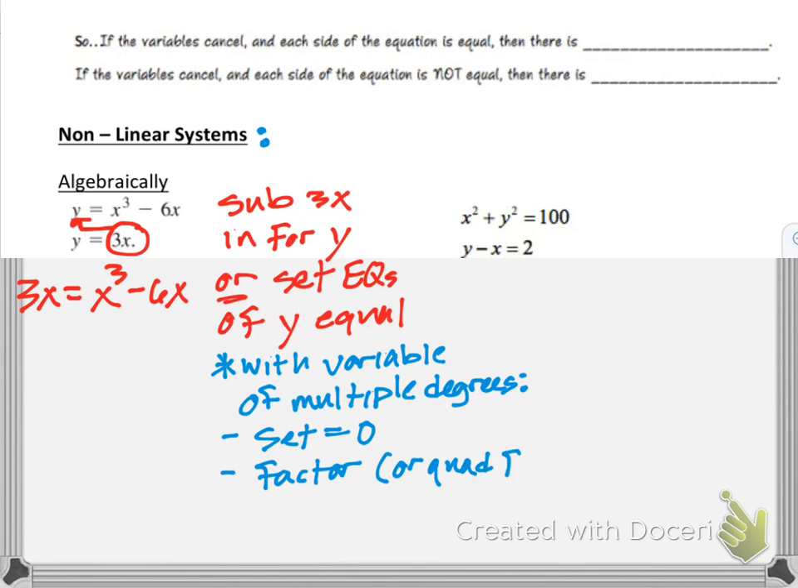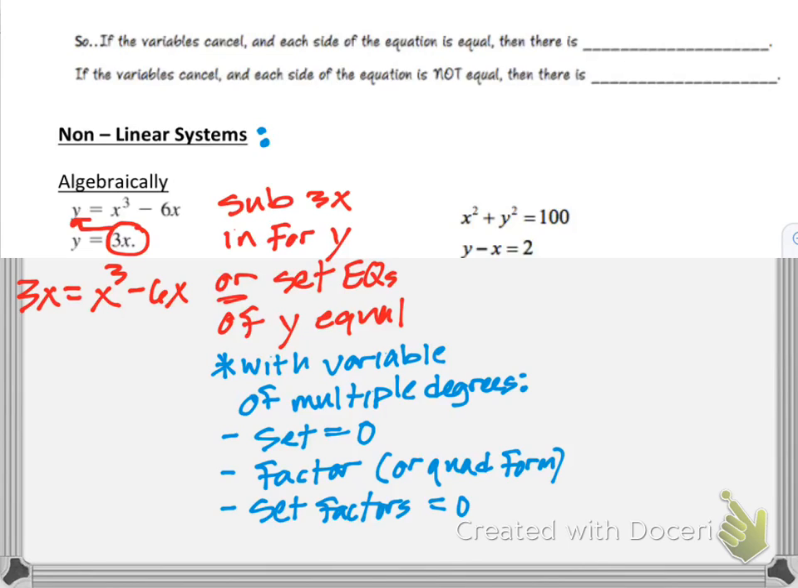Once I do that and I take that 3x, sub it in for y, you have an equation with multiple powers or multiple degrees of a single variable. So we have an x cubed, an x to the first, or any other combination. You don't want to go about solving in any traditional sense. You want to go through the process of setting it equal to 0, then factor it, or use the quadratic formula, and then set the factors equal to 0.